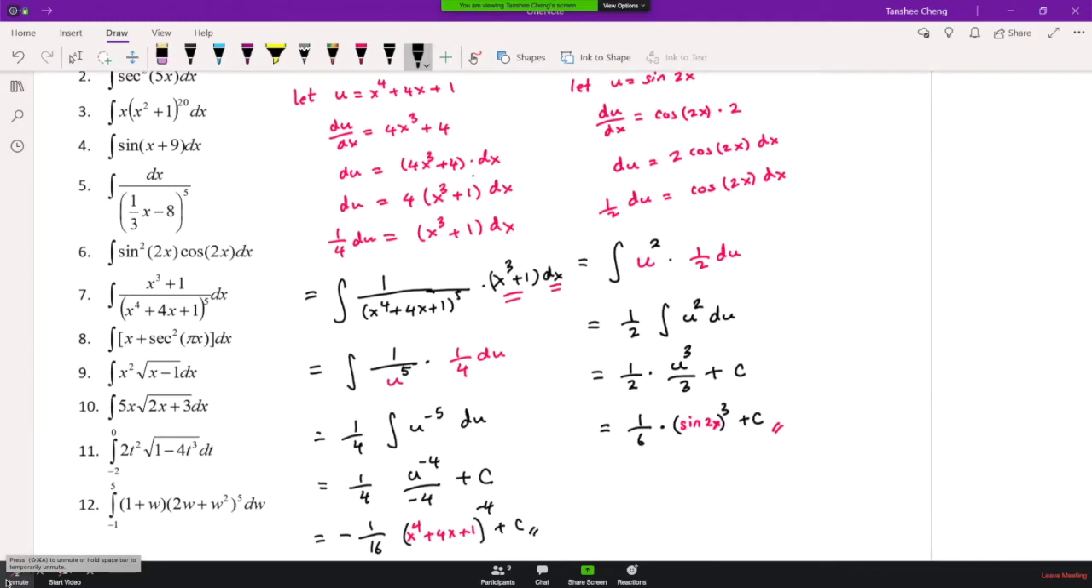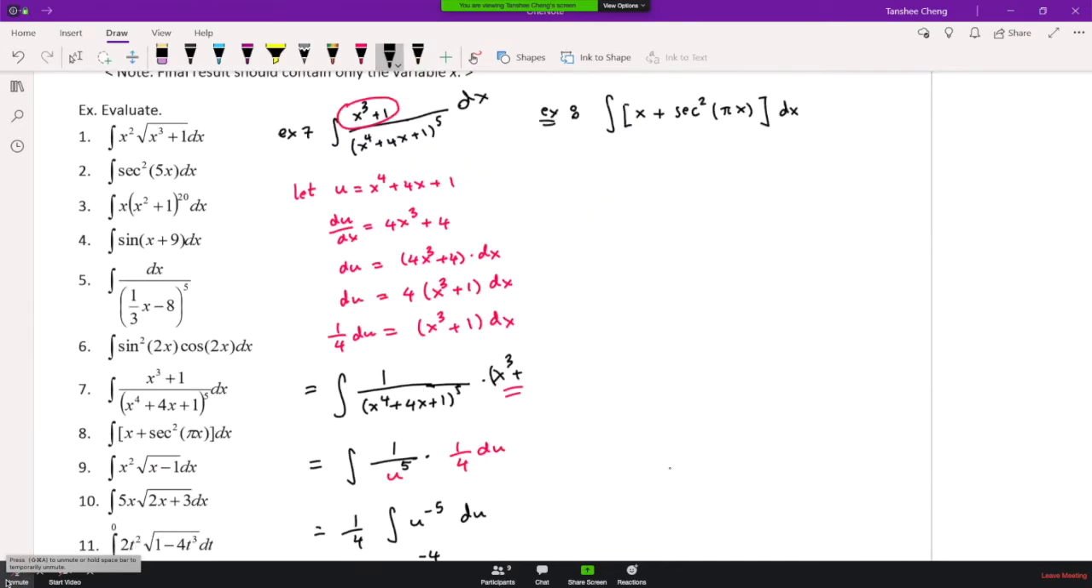Any questions? All right, number 8. Work on number 8. I'm kind of stuck on this one. I tried using secant squared as u, but that didn't do much. Okay.